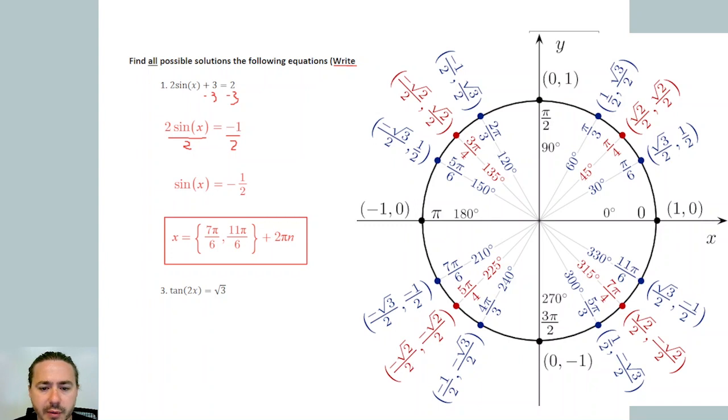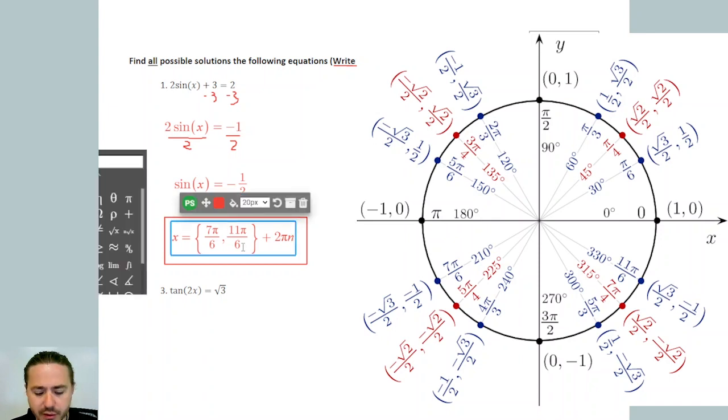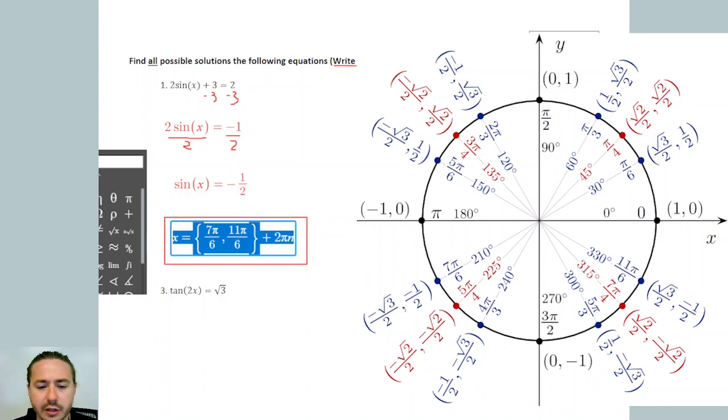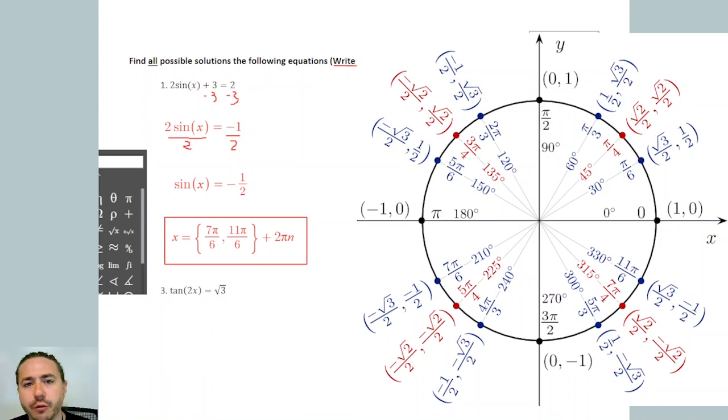Again, I got this by taking the square root of both sides and including a plus or minus. So now I'm looking for all of the angle measures where the cosine value is either positive root 3 over 2 or negative root 3 over 2. There are going to be 4 of them, and I'll find those on the unit circle.